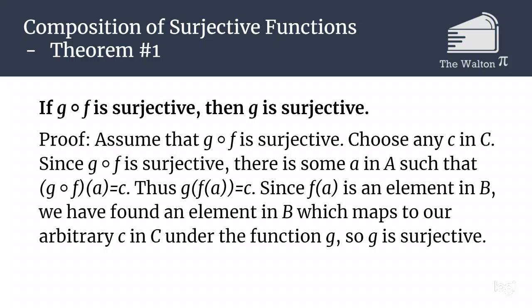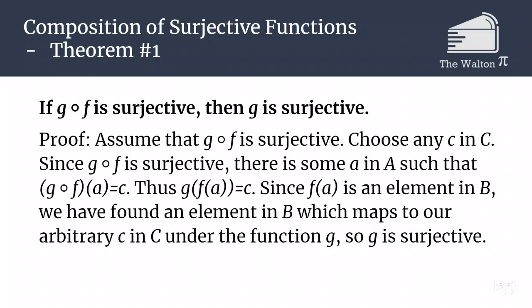Now, f of a is an element in B, because f is a function from A to B. So we have found an element in B which maps to our arbitrary c in our set C. So that tells us that our function g is surjective.